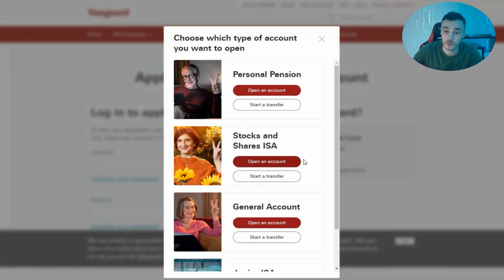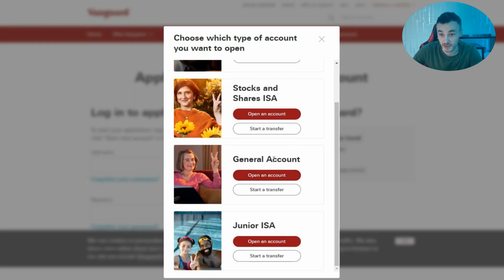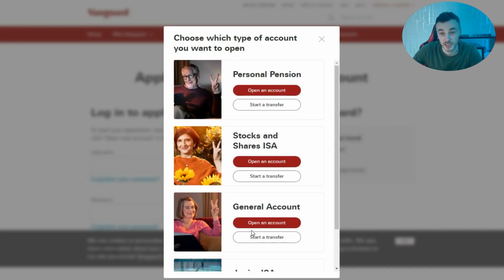Here you can see you have 4 options: personal pension, stock and share ISA, which is a tax-free investment option where dividends and capital gains are not taxed, a general account, and the junior ISA. I recommend using the general account only if you are planning to invest over £20,000 annually. You can use the junior ISA if you are planning to invest for your kids. So in today's video, I'm going to talk about stock and share ISA. Let's click Open an Account.